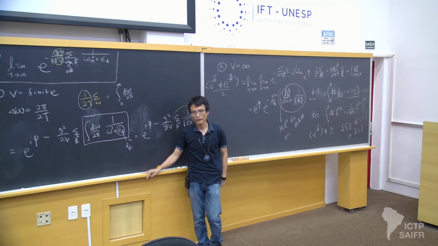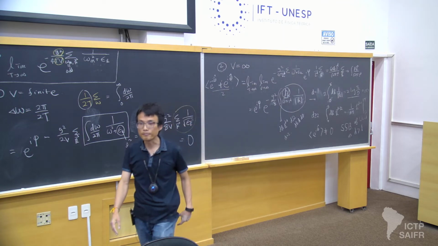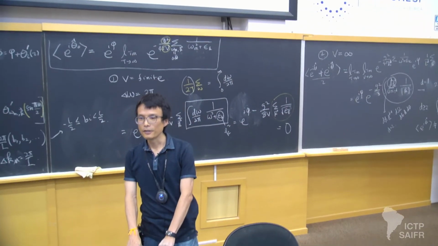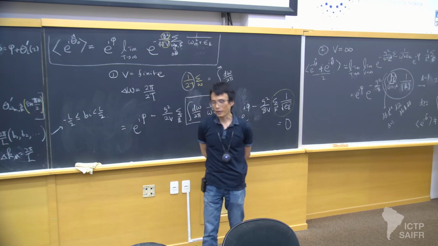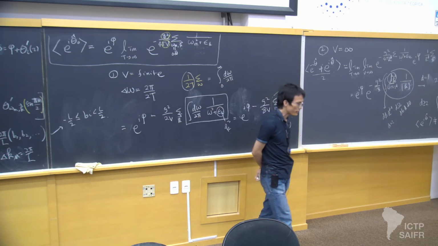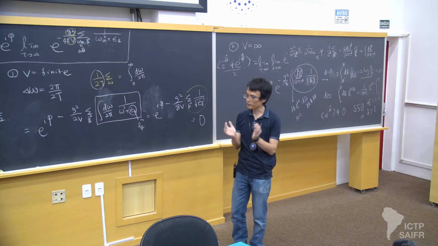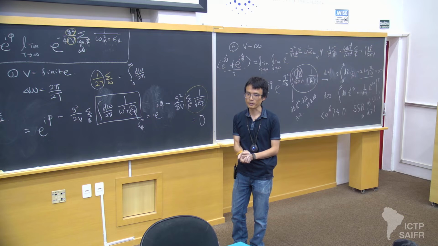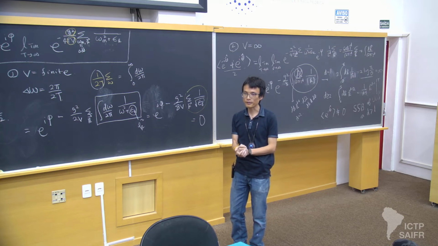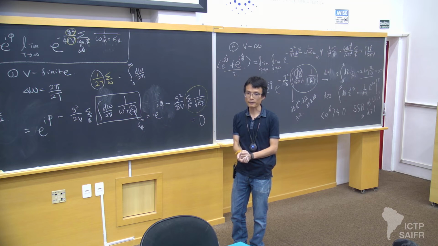In a real physical system, V is finite, right? Yes. But can you observe? That's right. That's a very good question. In any realistic system, V is finite. So in the strict mathematical sense, there's no spontaneous symmetry breaking. And that's why your hard drive has only a finite lifetime.